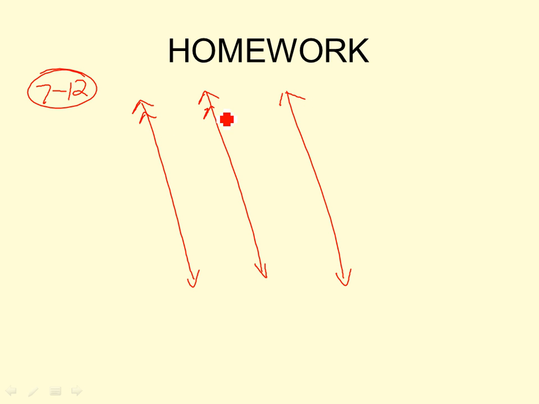They tell us that these three lines are parallel to each other. Our transversal runs something like this. It's angle 1, 2, 3, 4, 5, 6, 7, 8, 9, 10, 11, 12.